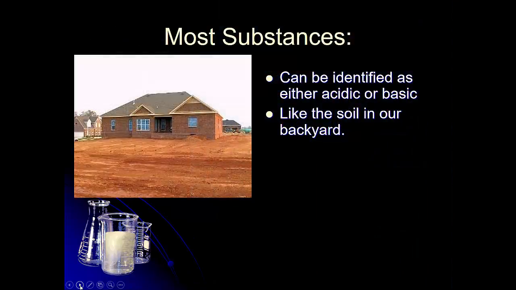Most substances can be identified as either acidic or basic, like the soil in your backyard. If you can get to the soil through the snow or whatever, pick some up this week and check it out with an acid or base indicator, as we are going to do in a lab this week.